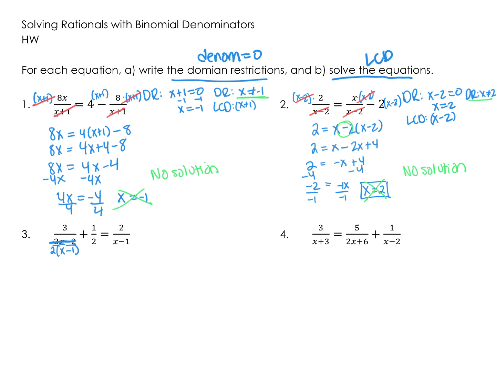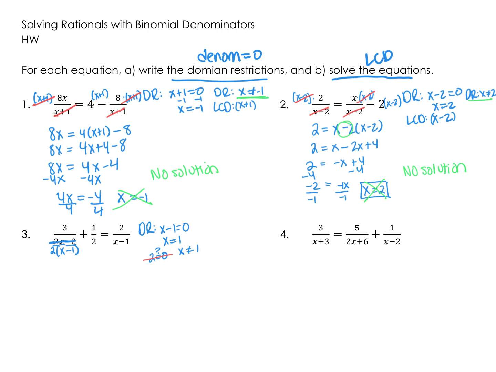So we'll start by looking at our domain restrictions. For that, we'll set x minus 1 equal to 0. Add 1 to both sides, and we get x equals 1. And then you might think, well, should we set 2 equal to 0? But can 2 equal 0 ever? No, that's not possible, so we don't have to worry about that. We can just ignore that. So our only domain restriction is that x cannot be 1.